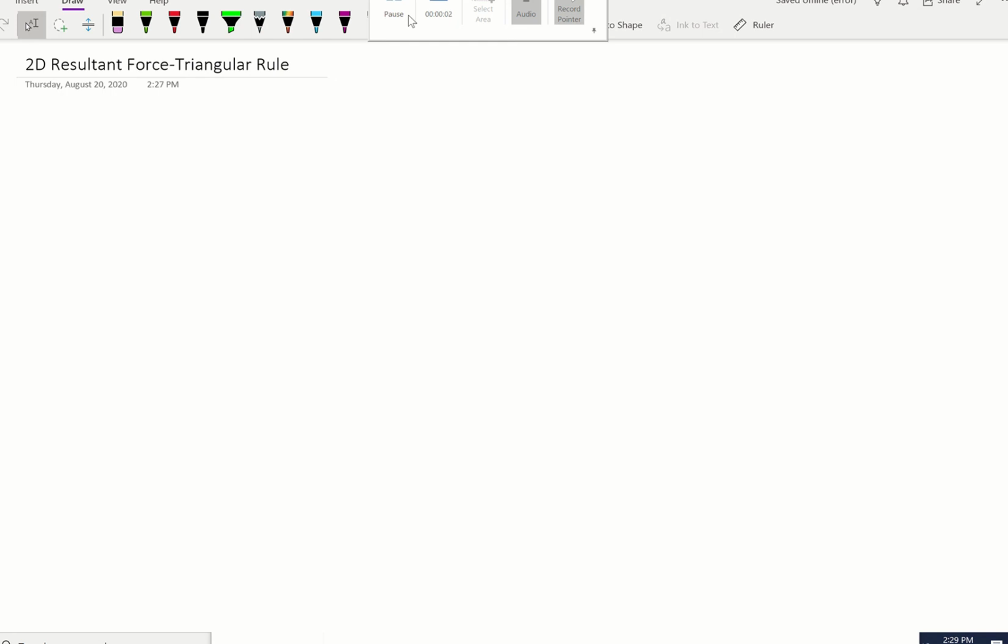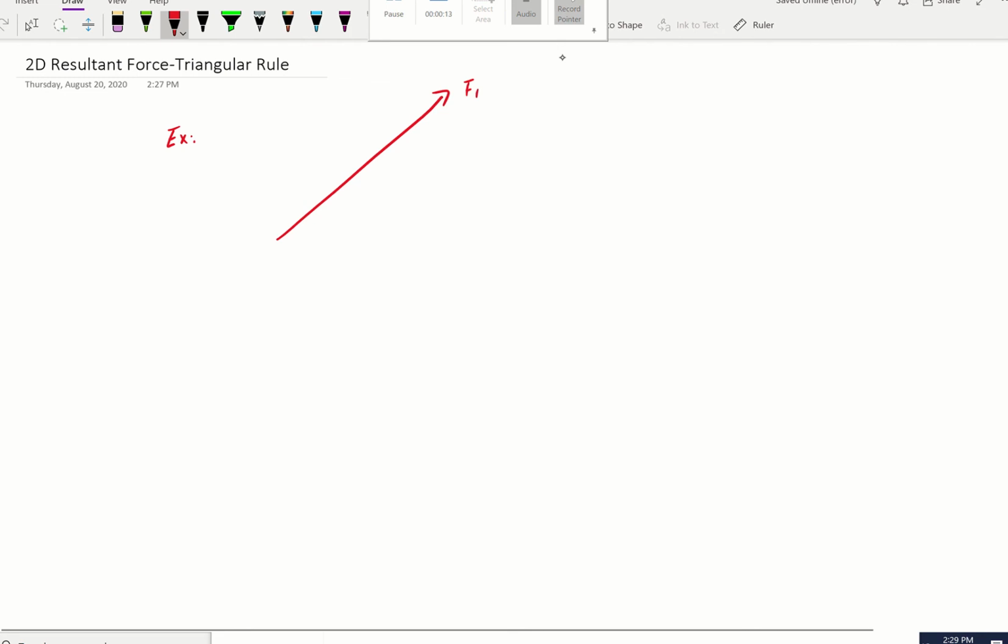So here we're going to look at 2D resultant force using the triangular rule. Let's use this example. We have two forces. F1 is 8 Newton and F2 is, let's see, right here, it's 4 Newton, right? And both are applied at point O here. Then we want to find the resultant. We want to find sigma F of those two forces.